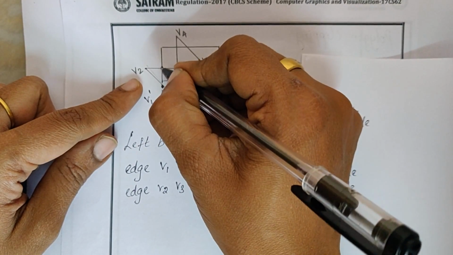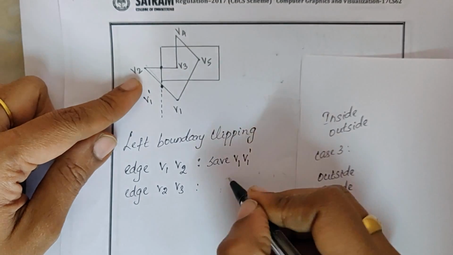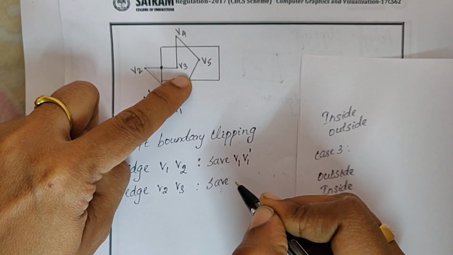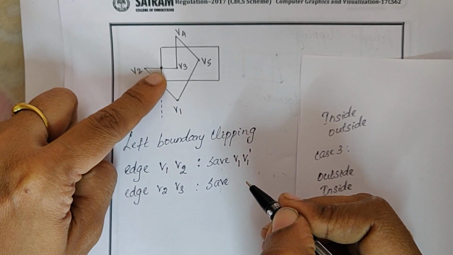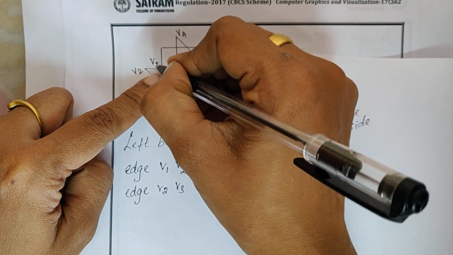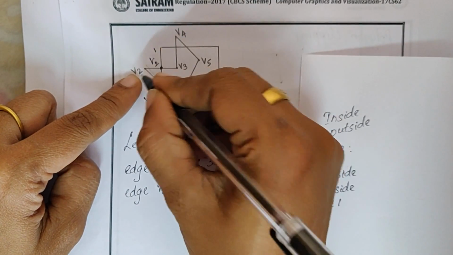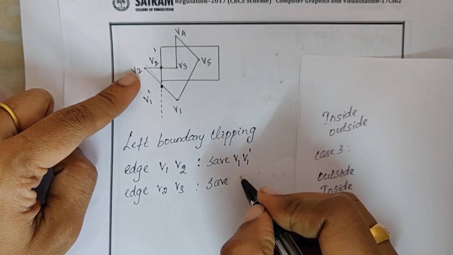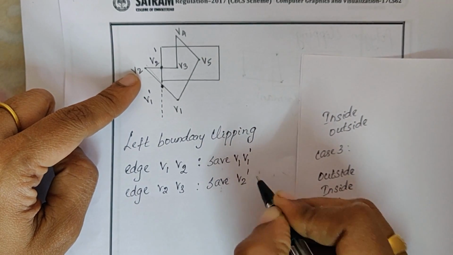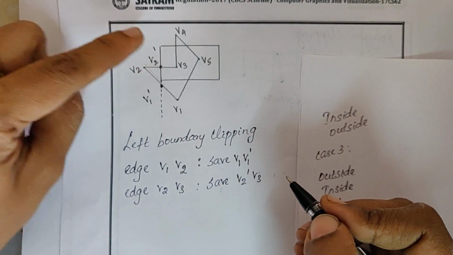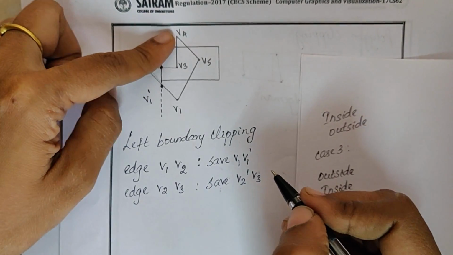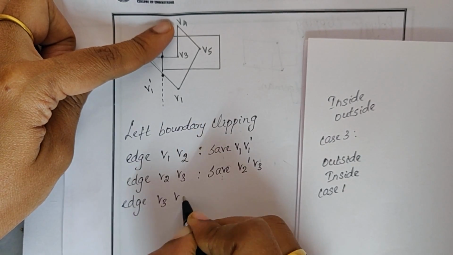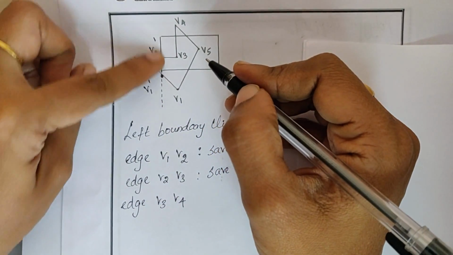In case 1, what do I have to do? I have to find the intersection point, and I have to save the intersection point and the end point. So now how to name this intersection point? Starting vertex dash. Here for this edge, starting vertex is V2, so it should be V2 dash, and then V3. Now the next edge is V3, V4. Consider this left boundary.